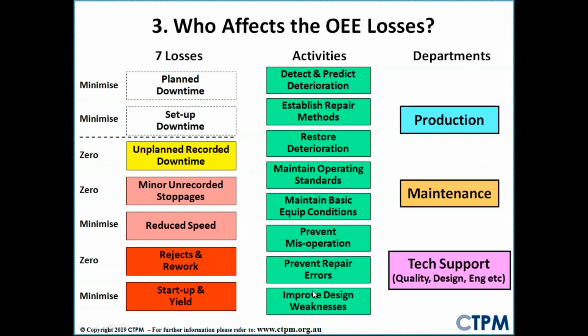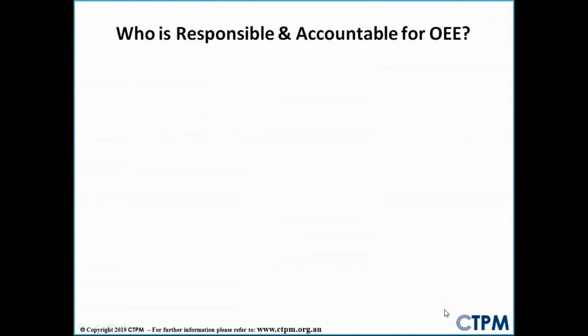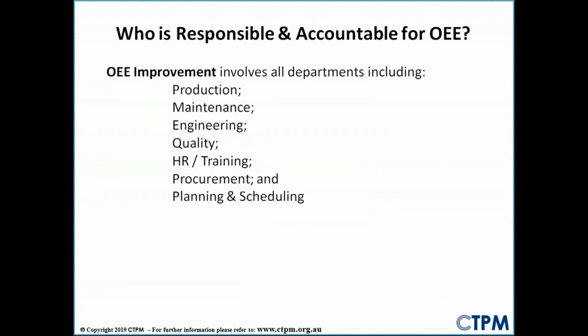There's a lot of things you've got to do. It's not just one silver bullet. Then we talk about who should be involved. And the conclusion is that production need to be involved in all these activities, in either advising or doing them. Maintenance need to be involved, either by doing them or assisting or advising, and technical support the same. So the conclusion we try to get everyone to realise is who's responsible for and accountable for OEE.